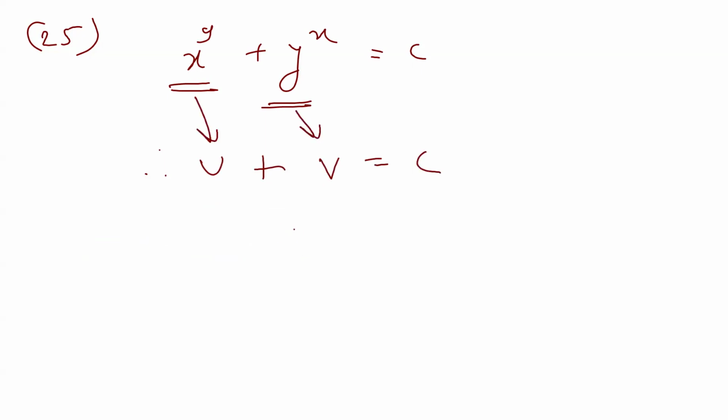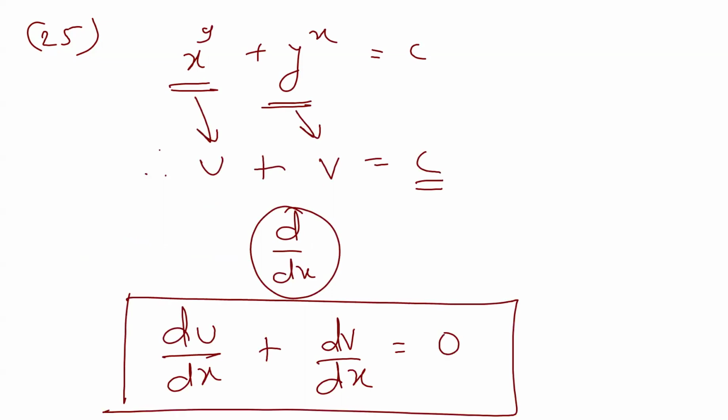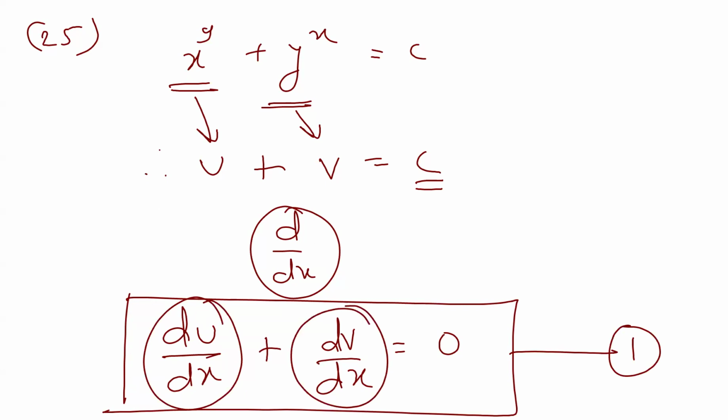Now differentiate this with respect to x. d by dx of u is du by dx. d by dx of v is dv by dx. d by dx of c is 0. c is a constant. But u and v are not constants. u and v are functions of x. This is equation number 1. Now individually we are going to calculate this. Individually we'll calculate both the terms.